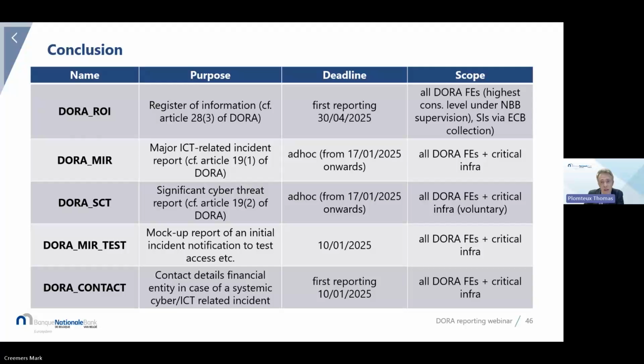Moreover, as explained, we expect you to send us a mock-up report of an initial incident notification by the 10th of January. And this is to demonstrate that you are capable of doing so, that you have access, that you have the right credentials. And we also expect you to provide us with the contact information by that same date, and that is the 5th line.